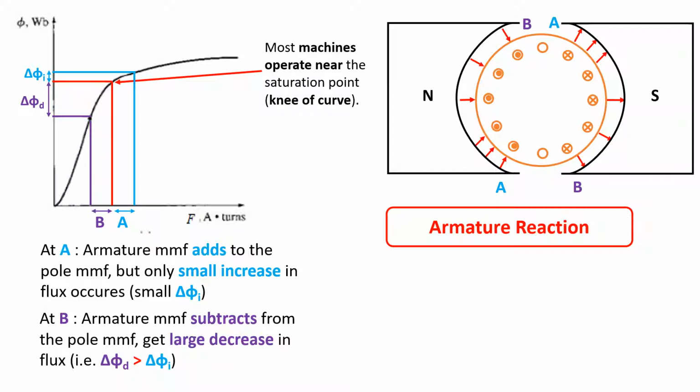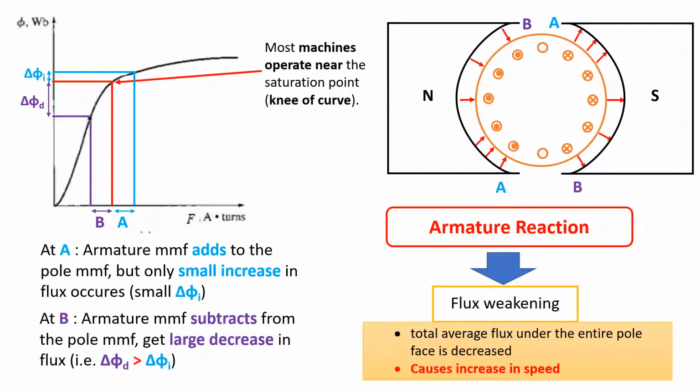So the next effect of armature reaction is there will be flux weakening because the decrease in flux is much larger than the increase in flux due to the shape of the BH curve.